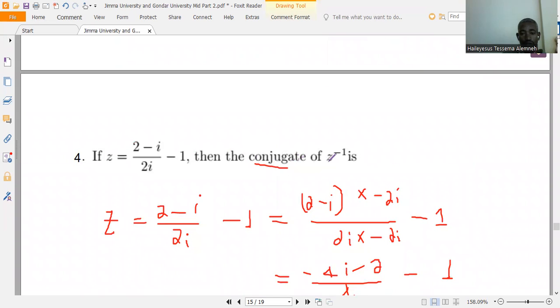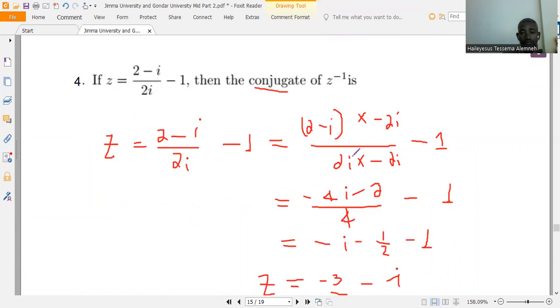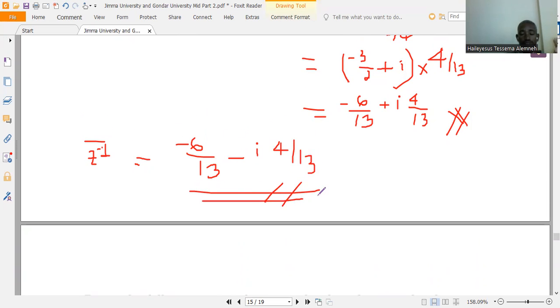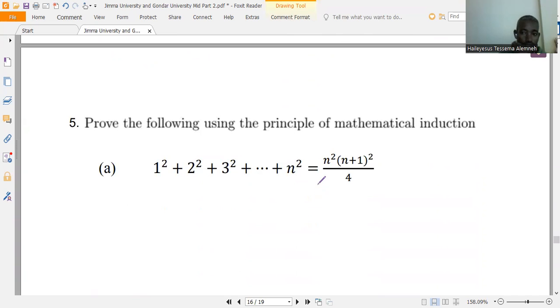Then the conjugate of the inverse. The inverse is this one, then its conjugate is minus 6 over 13 minus i times 4 over 30, which is the conjugate of the inverse, so this is the final solution.